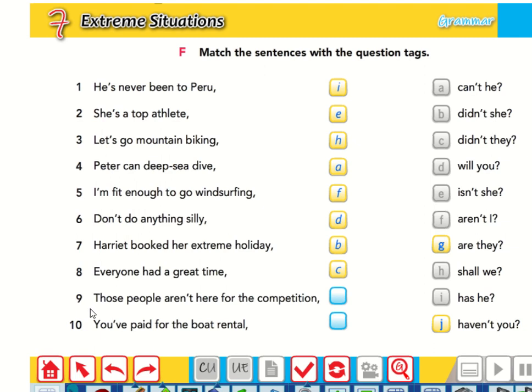Number 9. Those people aren't here for the competition. It's a negative sentence. We have to look for a positive question tag starting with are they. Those people aren't here for the competition, which is G. Are they? And the last one, you've paid for the boat rental. You've paid. You have paid. So we have here a positive sentence. We have to look for a negative question tag starting with haven't you?